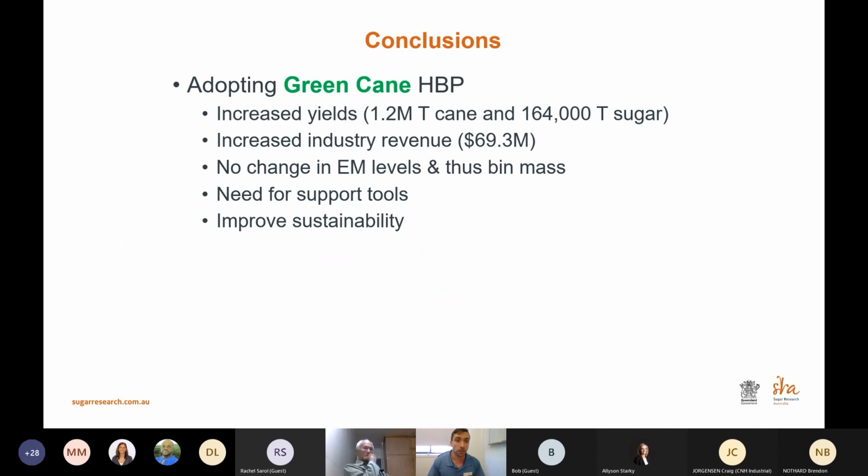So, in conclusion, adopting green cane recommendations increased yield for the Australian sugar industry. If it's extrapolated over the entire Australian sugar industry, it can increase by 1.2 million tonne of cane. That's 164,000 tonne of sugar and a potential of $69.3 million available for the Australian sugar industry and supporting communities. There is no change in EM levels and thus no change in bin mass. And this highlights the need for a supportive tool to improve sustainability.